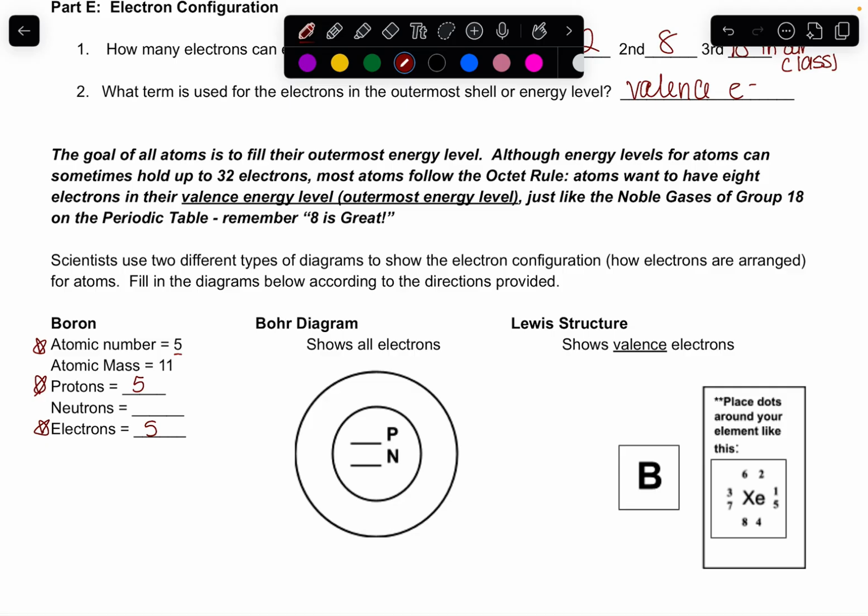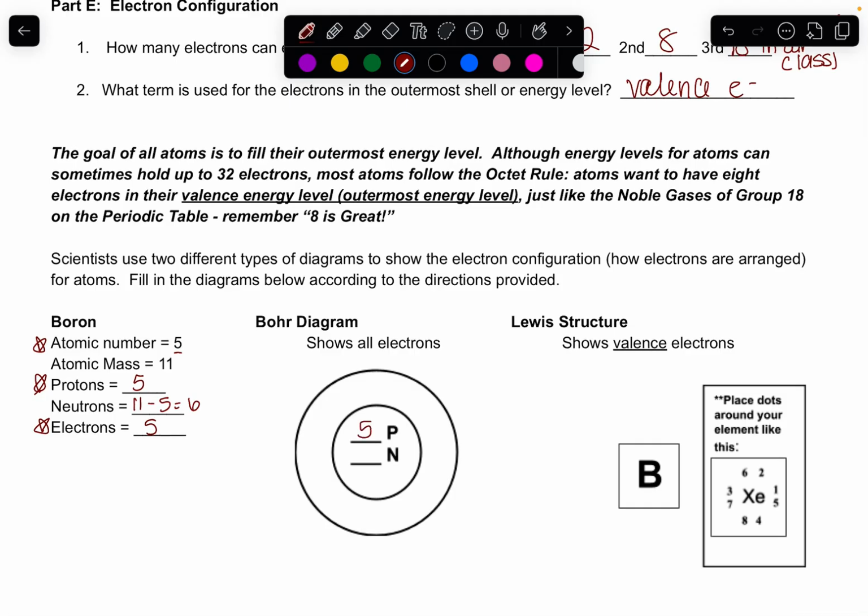To get my neutrons, I'm going to take my mass, which in this case is 11, minus my atomic number, or my number of protons, that's 5, and I end up with 6 neutrons. When I'm doing a Bohr diagram, the first thing I do is put my protons and neutrons in the middle, so 5p and 6n, and then I need to place my 5 electrons.